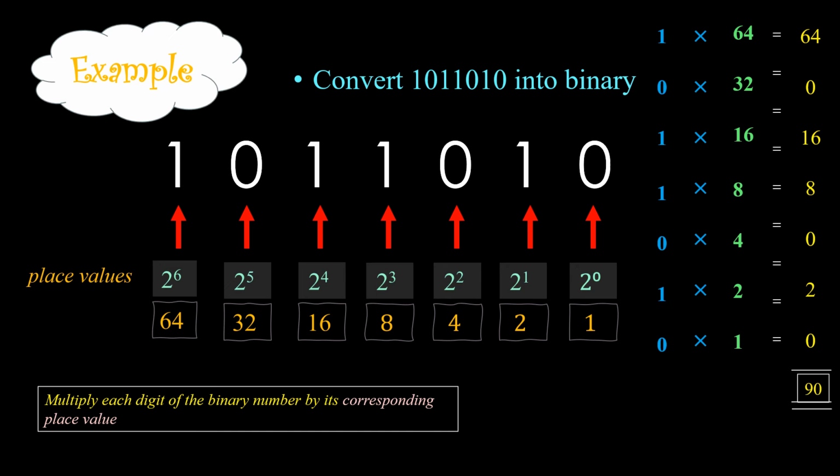So the binary number 10111010 is equal to the decimal number 90. The equivalent decimal number is 90. So it's really easy. When you get a fractional part also, you have to follow the same steps. Let's see an example for that also.